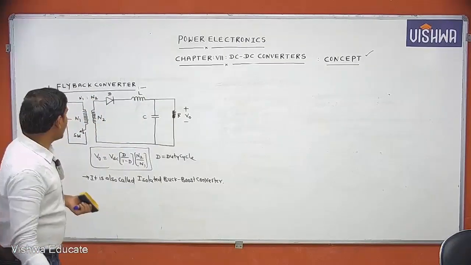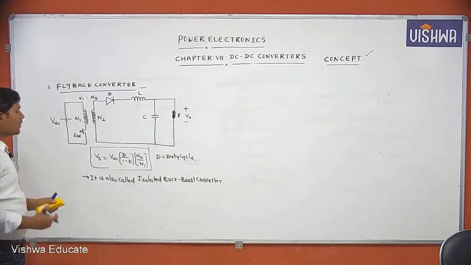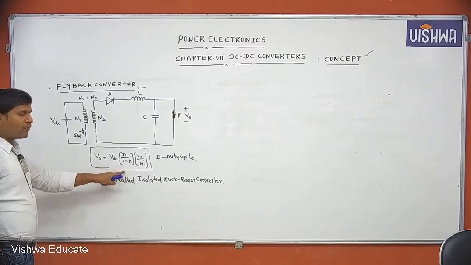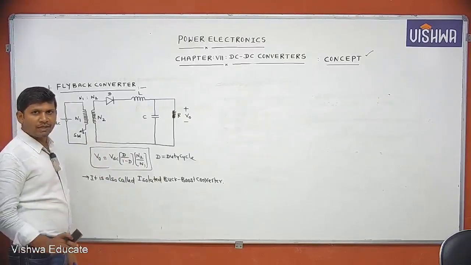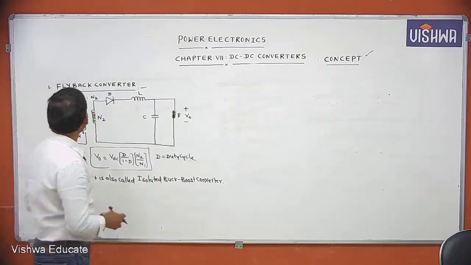A flyback converter is also called an isolated buck boost converter. That means you remember the buck boost converter formula, multiply with N2 by N1, that gives V0. Simply remember like that. Okay. Next.